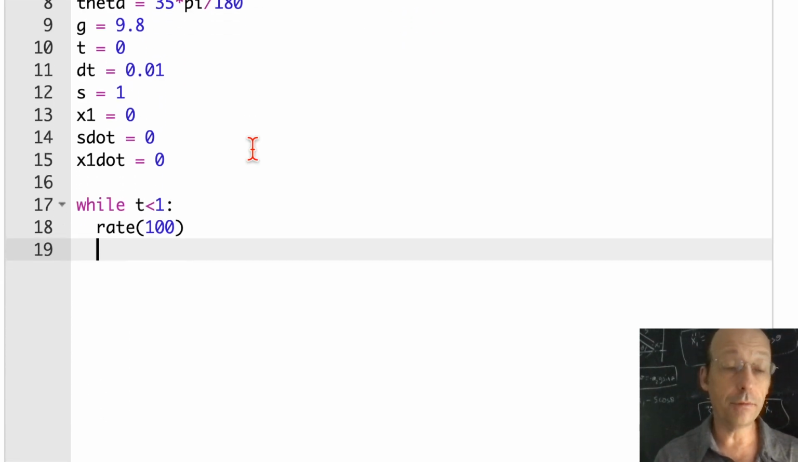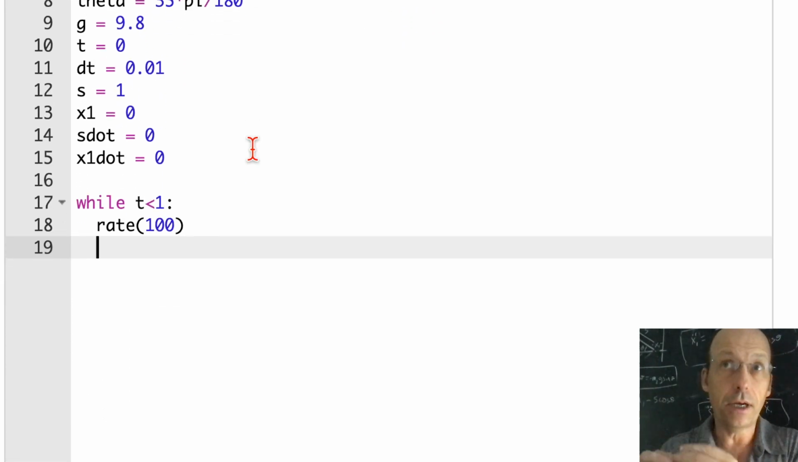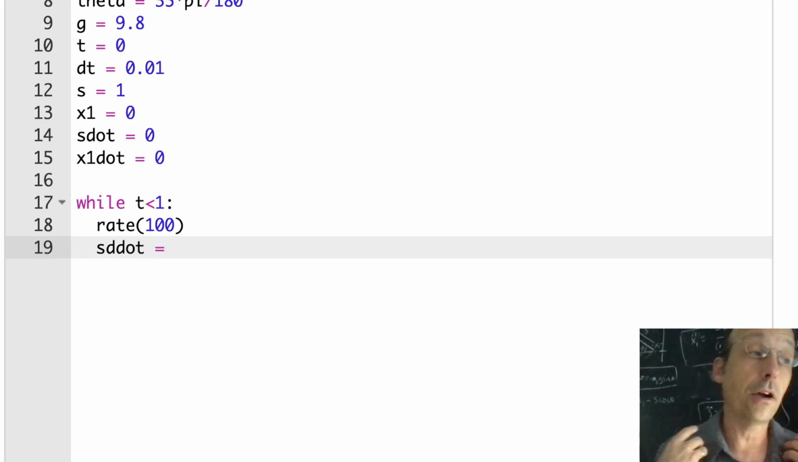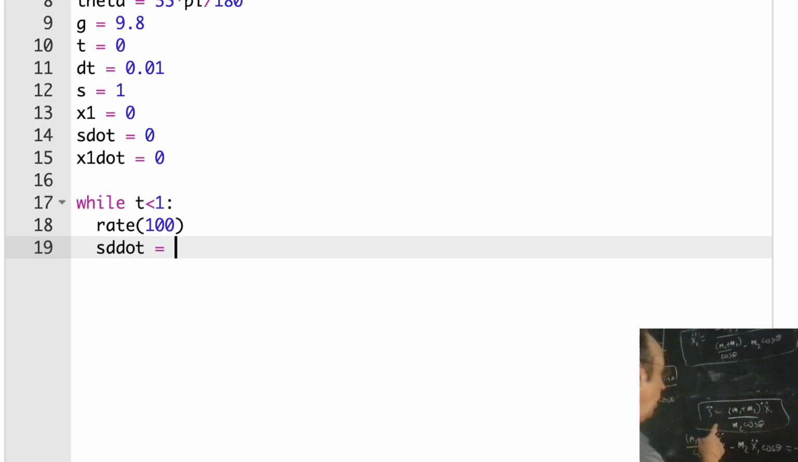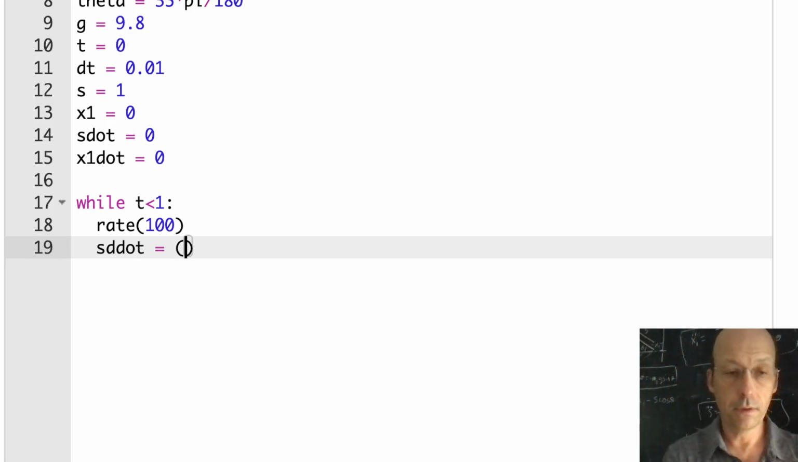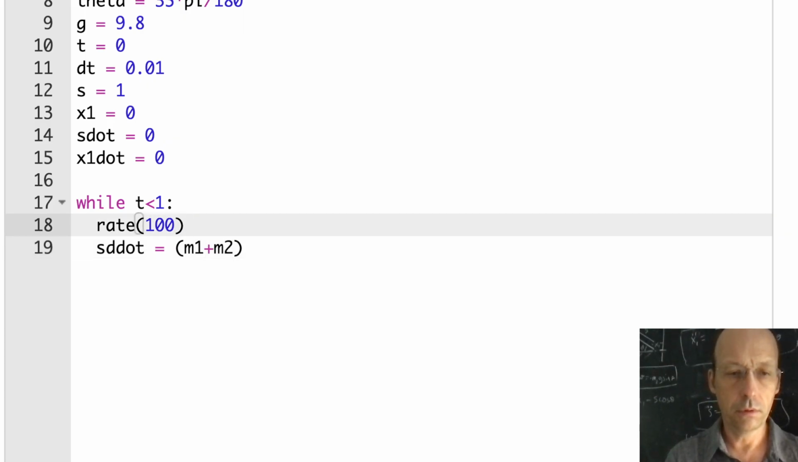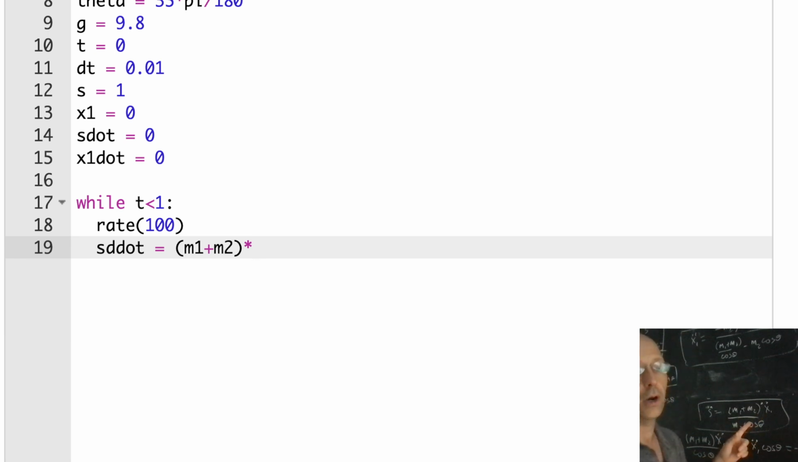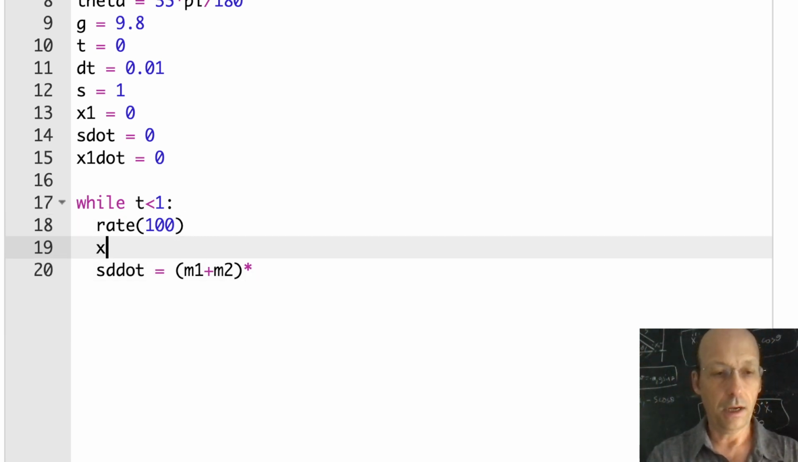So now I'm just going to calculate s double dot and x double dot. So s dd dot, d dot is double dot. That's what I call it. You can call it whatever you want. I'm looking over here at my equation, and I'm just going to type in that equation. M1 plus M2 times x1 double dot. So I need to do x1 first. Let's just skip up here and do that first.